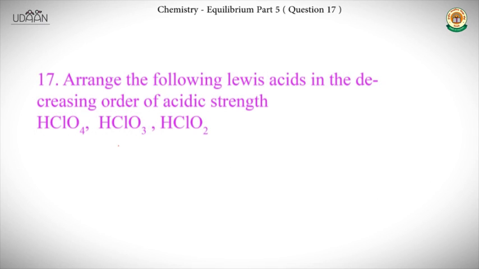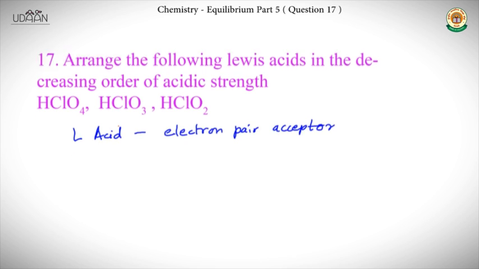So question 17 says, arrange the following Lewis acids in the decreasing order of their acidic strength. The acids being HClO4, HClO3 and HClO2. So how will we proceed? According to the Lewis theory of acids and bases, a Lewis acid is an electron pair acceptor, and Lewis bases are electron pair donors.